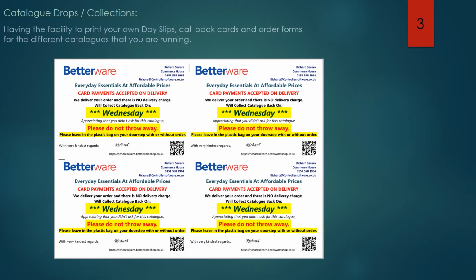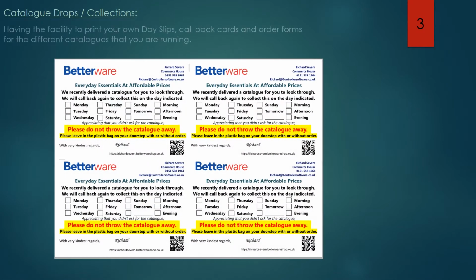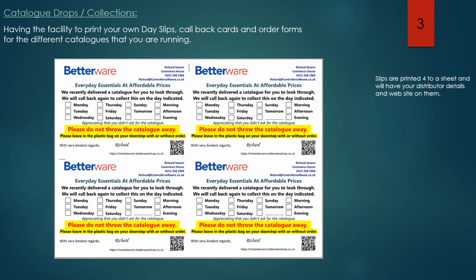Day slips are easily printed onto A4 paper, printed 4 to a sheet, and will have your distributor details and website on them, along with your selected day that you intend to collect the catalogue back. Callback slips are printed in the same way, 4 to a sheet, and will have an area for you to tick to say when you're going to try and call to get the catalogue back.